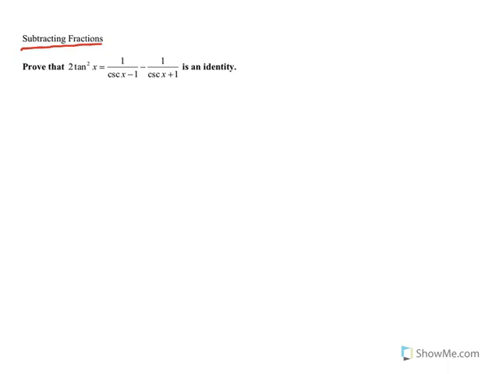So on the left side, we will keep it 2 tangent of x squared equals, and let's set up our two fractions. We have a fraction minus another fraction. So a common denominator is going to be a denominator that represents all the factors in the original denominators. So we need to represent this factor, cosecant of x minus 1.